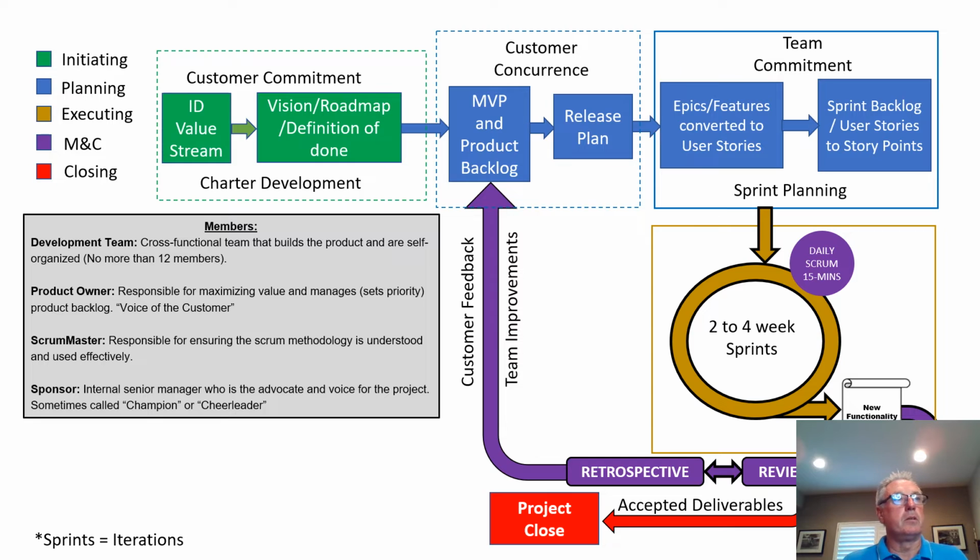The product owner is responsible for maximizing the value and manages or sets priority on the product backlog. This is the person that is in charge of deciding what the priorities are and what the scope is on the project. The Scrum Master is responsible for ensuring that the Scrum methodology is understood. This person is the one that runs the stand-up meetings or allows the stand-up meetings to be held and monitors them to make sure that they're going correctly.